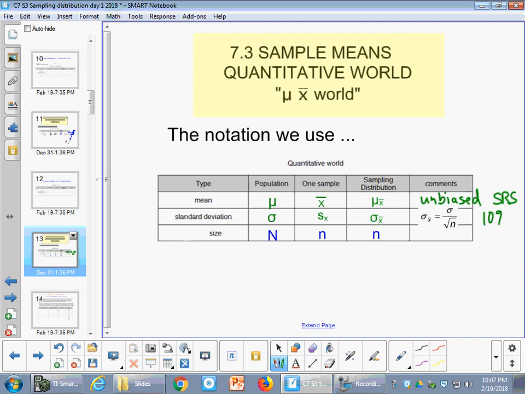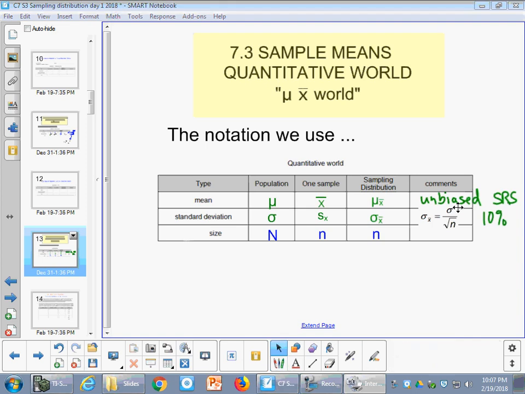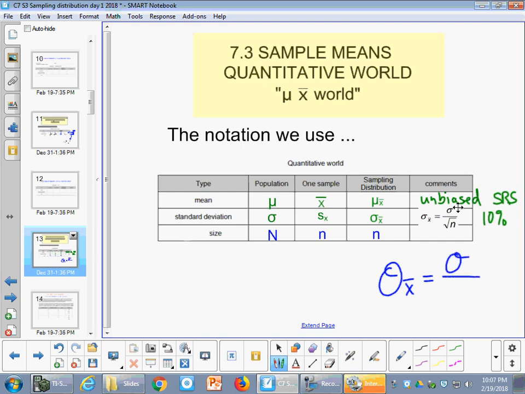If we check the 10% condition for spread, we have a new formula. This is different than in the other world. It's actually a bit easier. Sigma sub x bar, instead of sigma sub p hat, is now the population's standard deviation, just sigma, divided by the square root of n. And that again is if the 10% condition holds. And then we again have population size and sample size with a capital N and lowercase n.